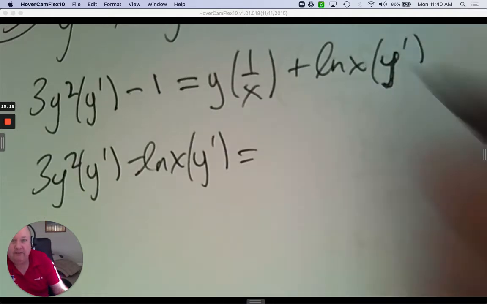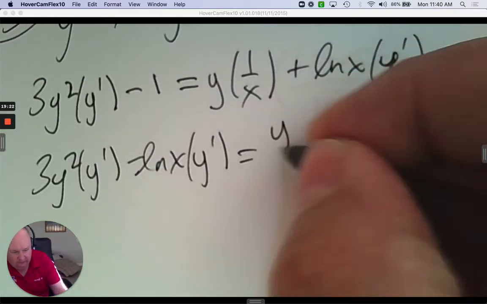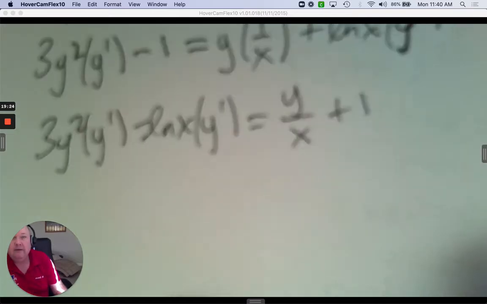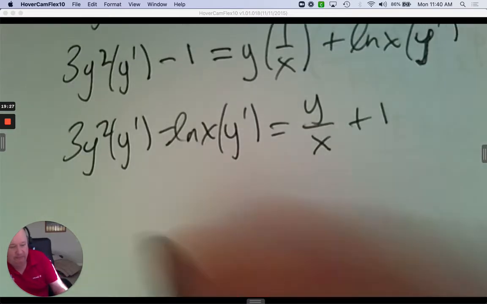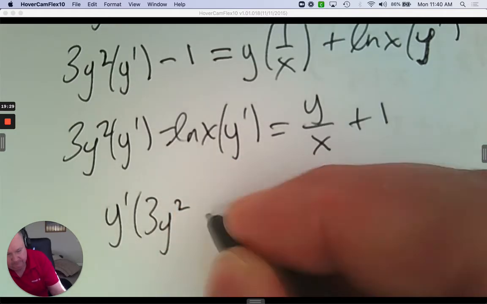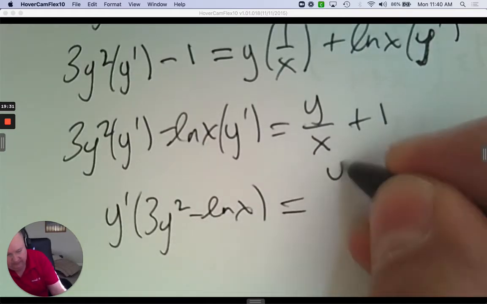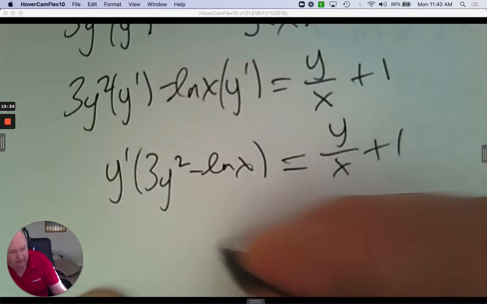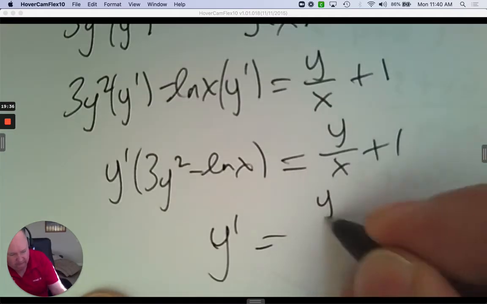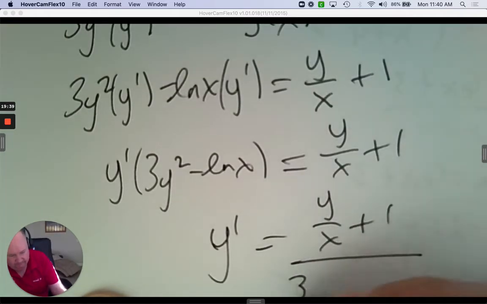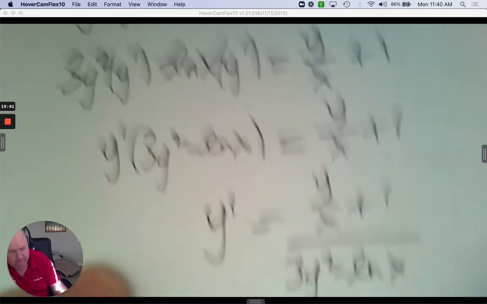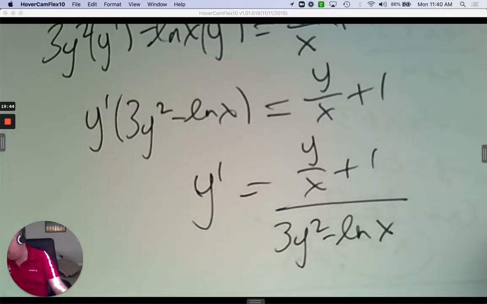And then if it doesn't have a y prime, we're going to add it to the other side. So that's y over x plus 1. Now factor out a y prime. And then divide. Again, it's okay if it looks a little ugly. Fractions within fractions are pretty to me. So then you have y over x plus 1 over 3y squared minus ln x.